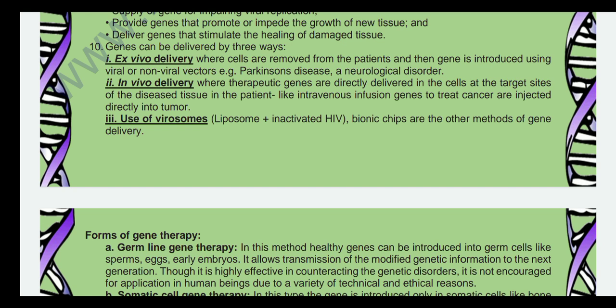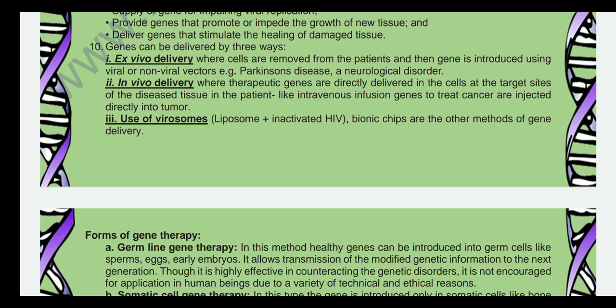Genes can be delivered in three ways: ex vivo delivery, in vivo delivery, and use of virosomes. Ex vivo is where the cells are removed from the patient and then the gene is introduced using viral or non-viral vectors, for example in Parkinson's disease, a neurological disorder. In vivo delivery is where the therapeutic genes are directly delivered into the cells at the target sites, where the disease tissue is directly affected in the patient, like intravenous infusion. Genes to treat cancer are injected directly into the tumor.